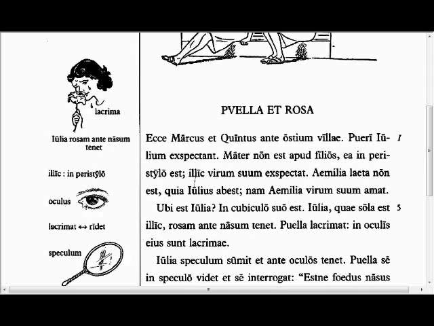Here we see that oculus means eye. That lacrimat is the opposite of ridet. So ridet, ha ha hi, is the opposite of that, which is boo hoo, boo hoo, which is lacrimat.